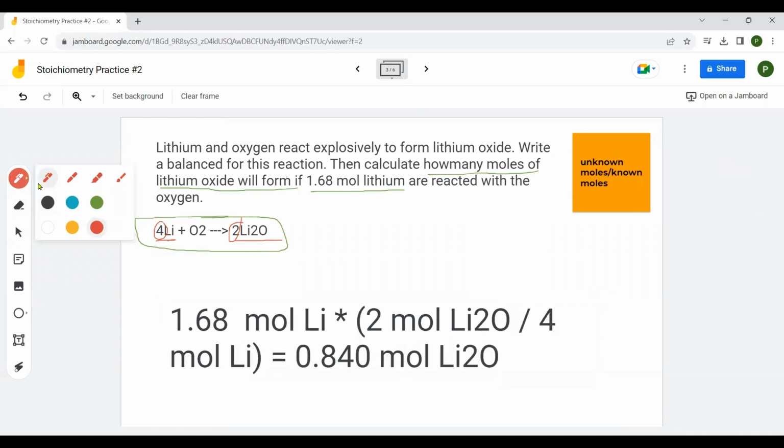Like I always do, I'm going to take my little green pen here. I'm going to pop back up to my question, see that it's asking me for moles of lithium oxide. And if I go back to my answer, I have moles of lithium oxide. So I know that I am done.